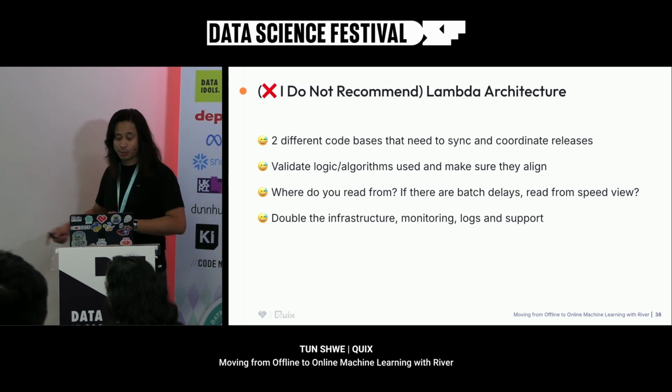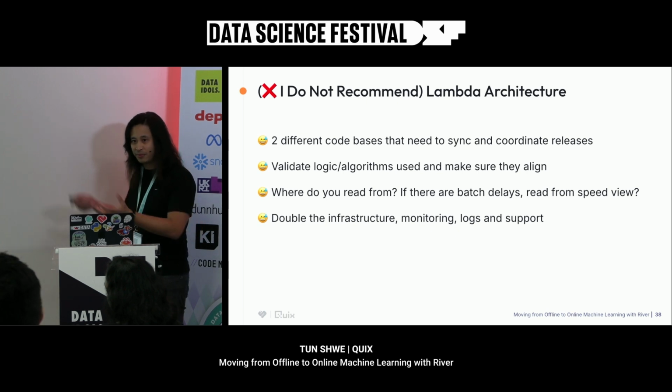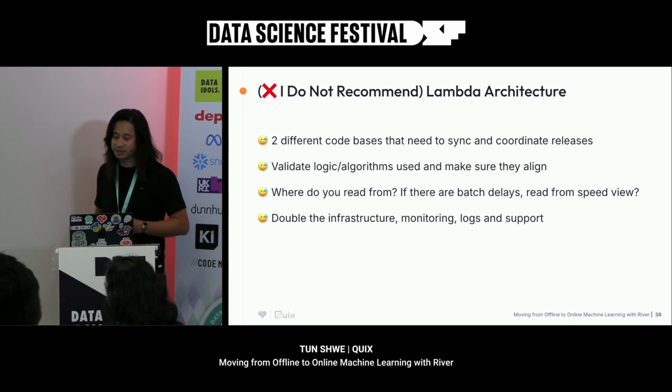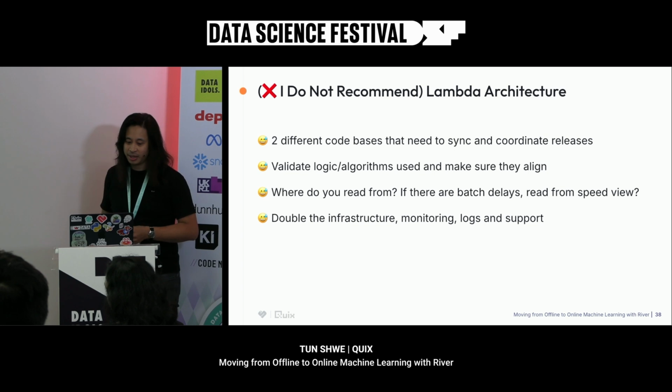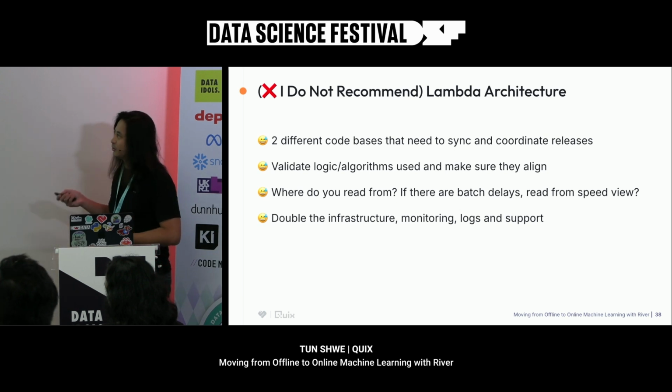And again, like with the mixed query, where do you read from? If there are delays in batch, do you read from the fast layer? What do you do? It raises a lot of questions around your system design. And with that double infrastructure, you have double the monitoring, double the fun. And so you want to avoid that.